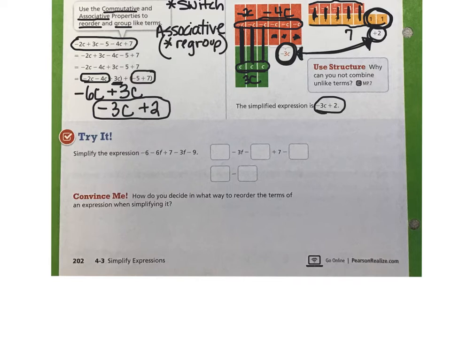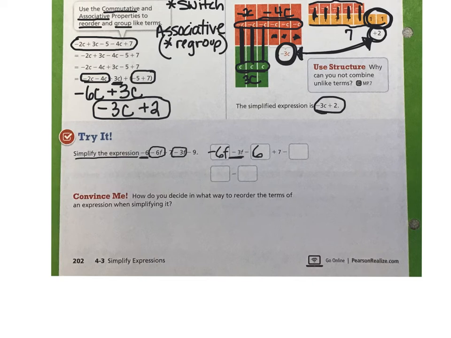So I'm going to illustrate that with your expression that says negative 6 minus 6f plus 7 minus 3f minus 9. So the first thing that I like to do is circle the terms that have the variable with them. In this case, the variable is f. So you'll notice that there is a subtraction sign in front of the 6f, which means it's going to be treated like a negative. You'll notice that there is a subtraction sign in front of the 3f, so it's going to be subtracted.